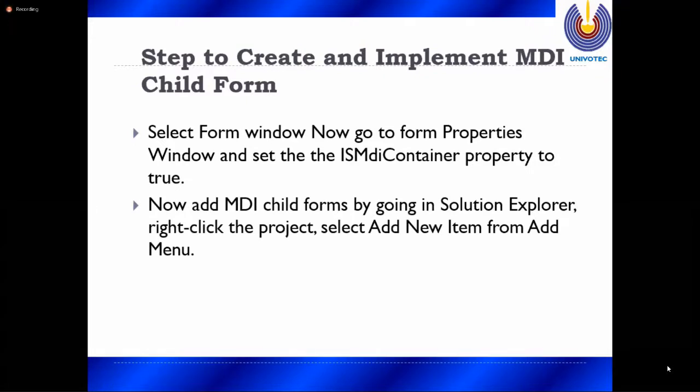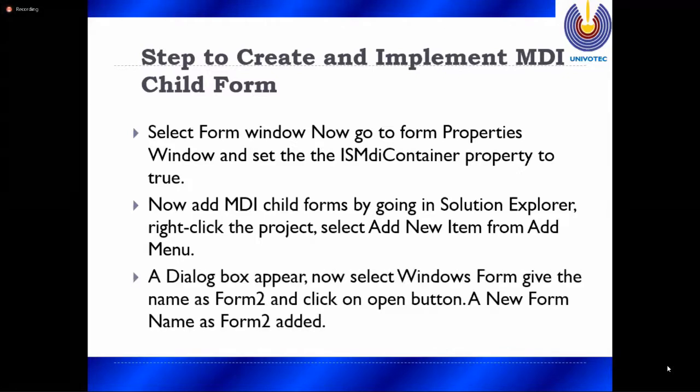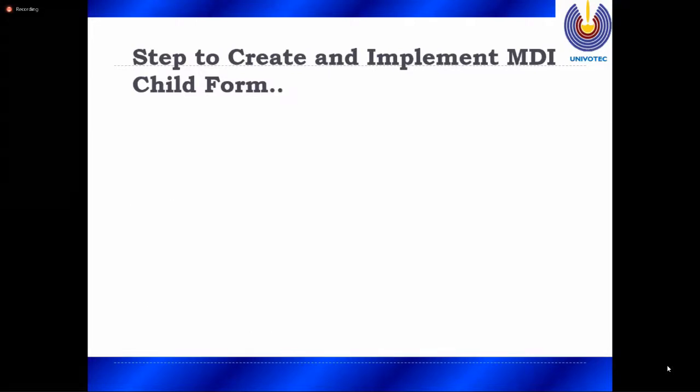Now, to add the MDI child form, go to Solution Explorer, right click the project, select new item and add the form. Then from there, a dialog box appears. Select the Windows Form, give it the name Form2, and click the open button, and the new form named Form2 is added.